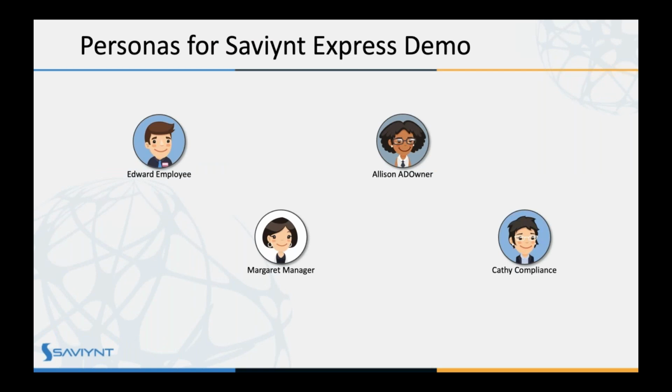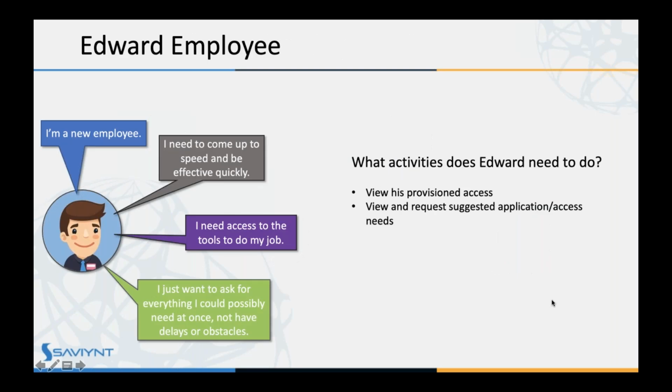I was going to frame this from these four personas for the conversation. We have Edward, who's a new employee, Margaret, who's his manager, Allison, who is the on-premises owner of Active Directory, and Cathy, who's in charge of compliance. As we go through showing the actual user experience, these are the ones we're going to be talking about. And we're going to start with Edward.